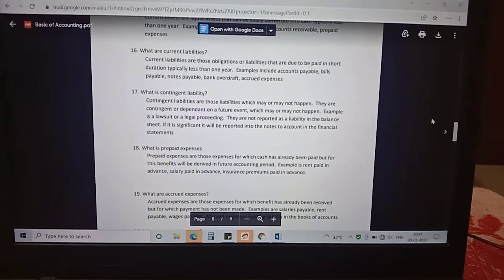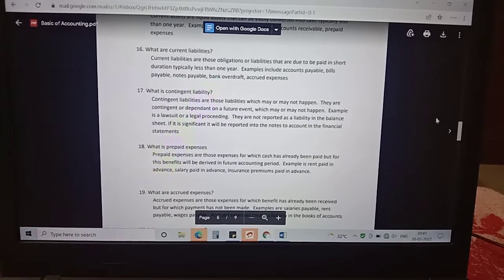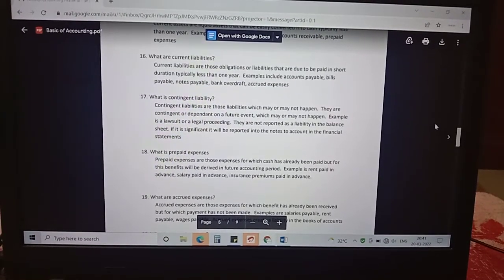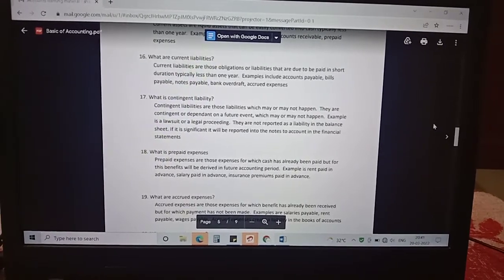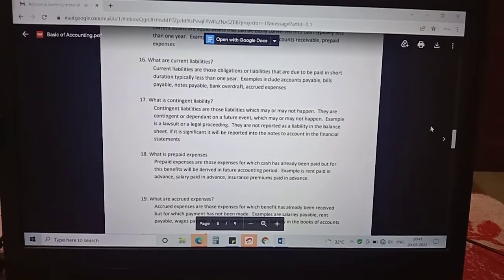What are prepaid expenses? Prepaid expenses are those for which cash has already been paid, but the benefits will be derived in a future accounting period. Examples: rent paid in advance, salary paid in advance, insurance premium paid in advance.